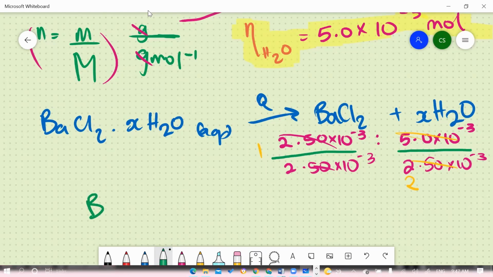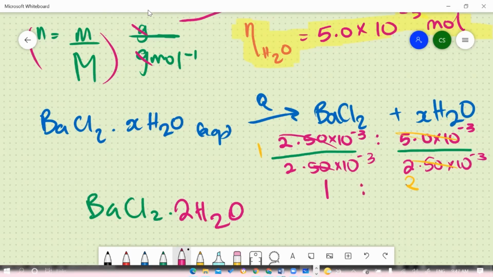So this means that BaCl2 dot, we have 2 water molecules, 2 H2O, right? Because we got 1 to 2 for the mole ratio. This just means that X right here is equal to 2, where 1 mole of barium chloride is used and 2 moles of water is formed. That would be the formula that we deduced.